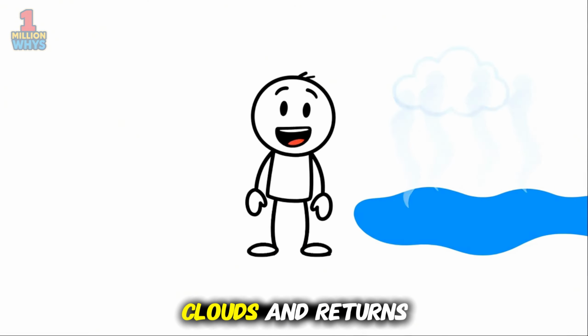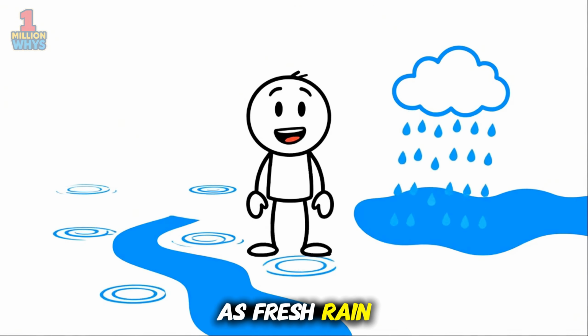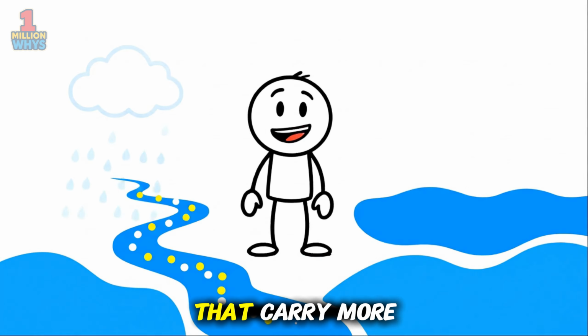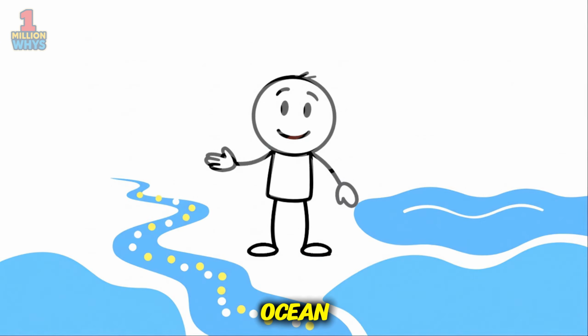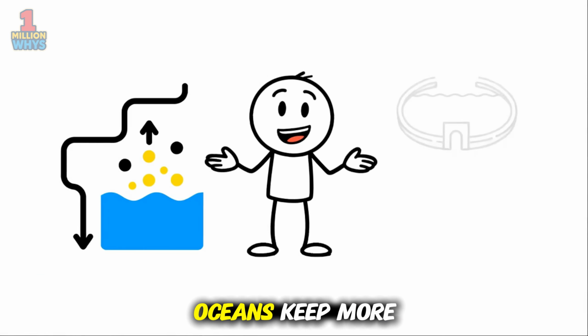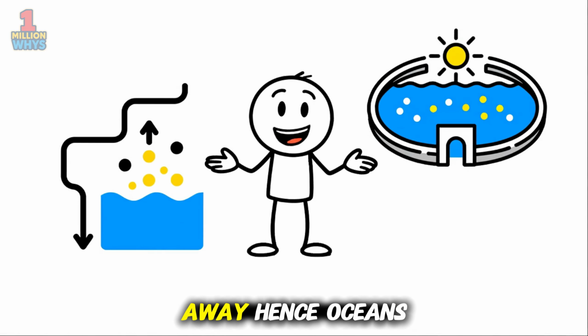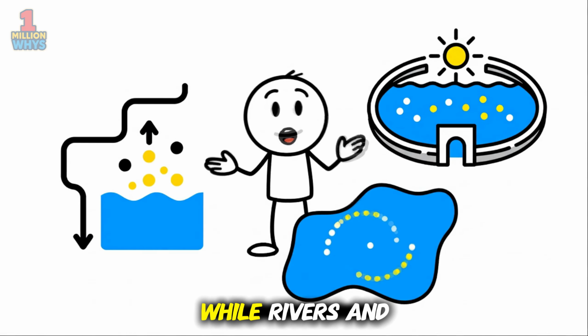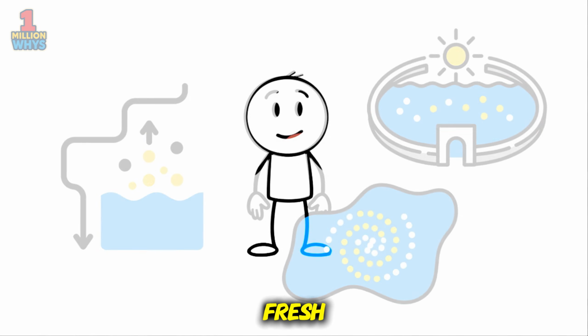Evaporated water makes clouds and returns as fresh rain. Rain feeds rivers that carry more salts toward the ocean. Rivers deliver salts, oceans keep more, lakes flush most away. Hence, oceans stay salty while rivers and most lakes stay fresh.